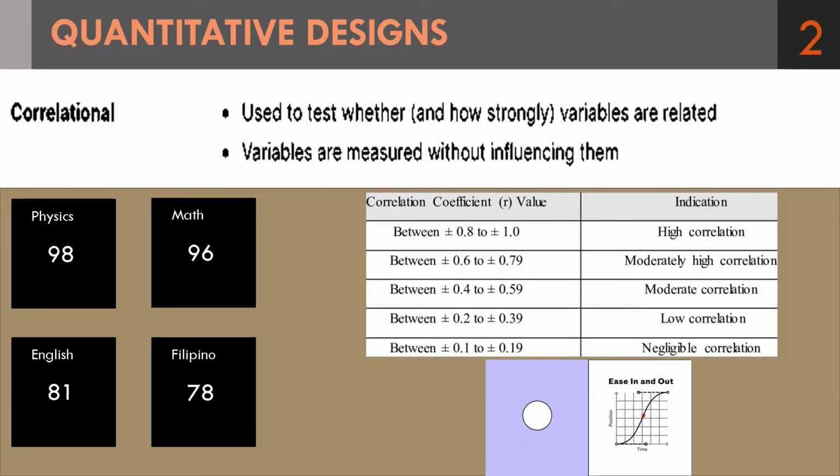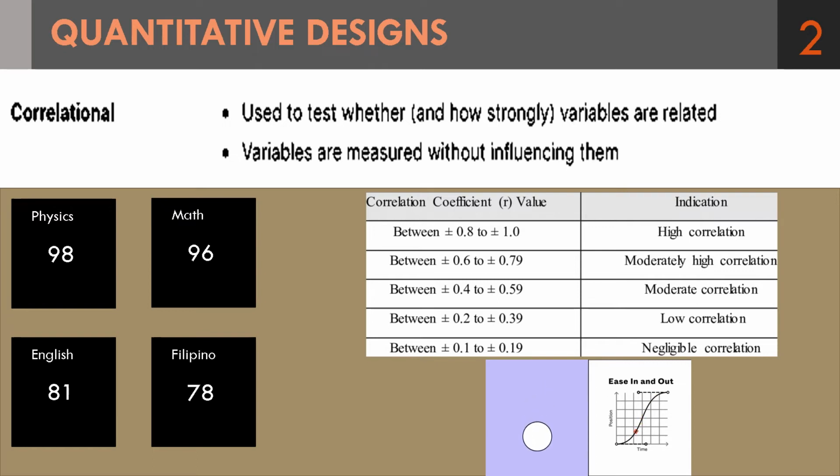So, next is correlational. Na-discuss na natin to kanina. So, we have here examples. The indication of correlation is high correlation, moderately high correlation, moderate correlation, low correlation, and negligible correlation. Parang ganito rin siya sa GIF. Kapag tumaas yung isa, bababa yung isa. Or instead, pag tumaas yung isa, tataas din yung isang variable. Yung directly proportional and inversely proportional relationships, parang supply and demand nga.